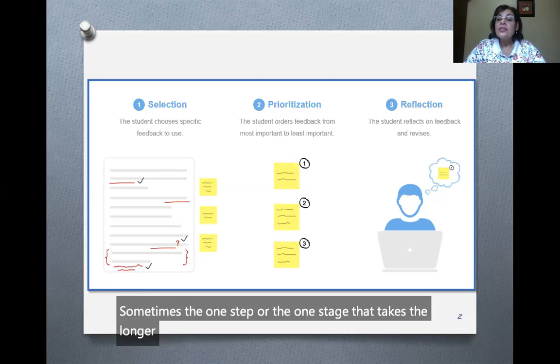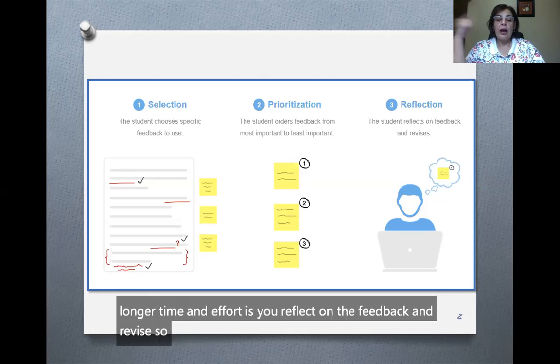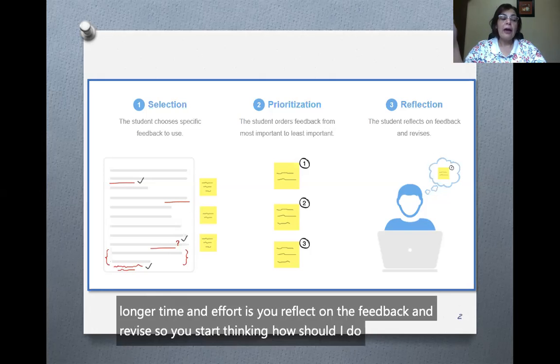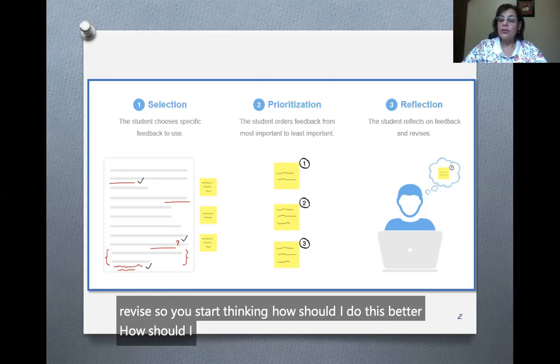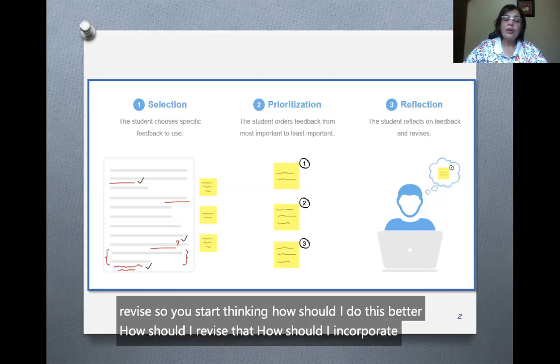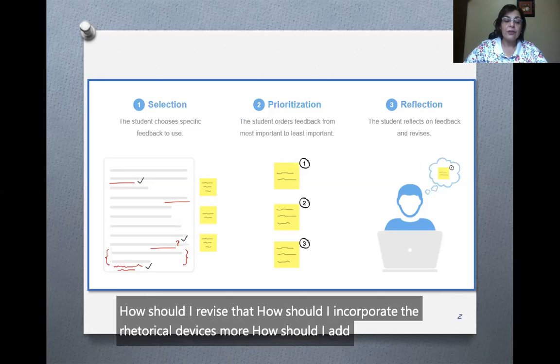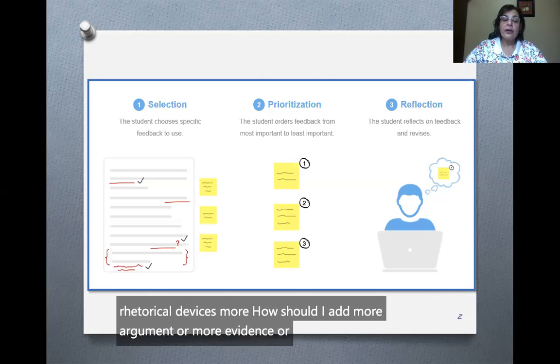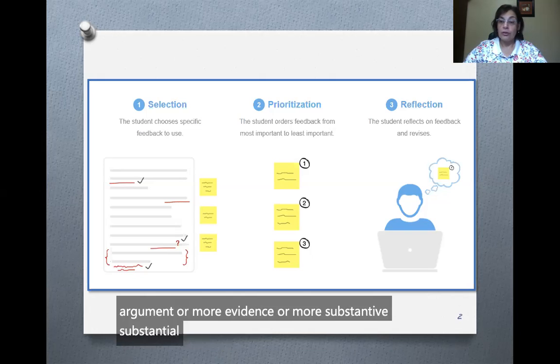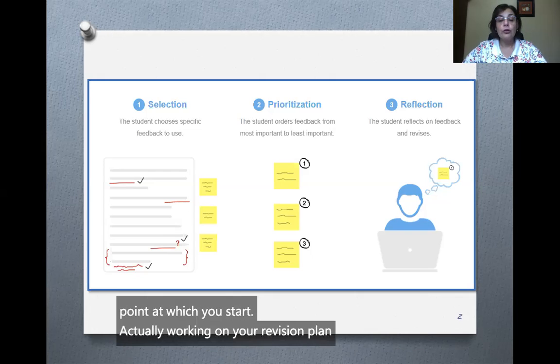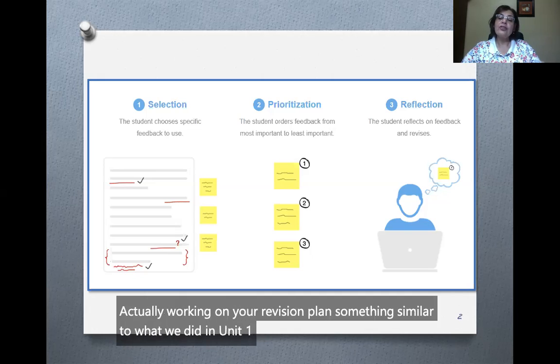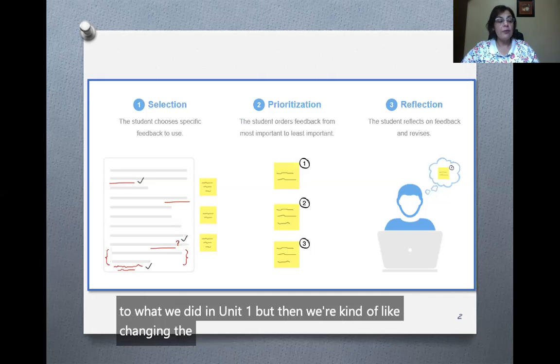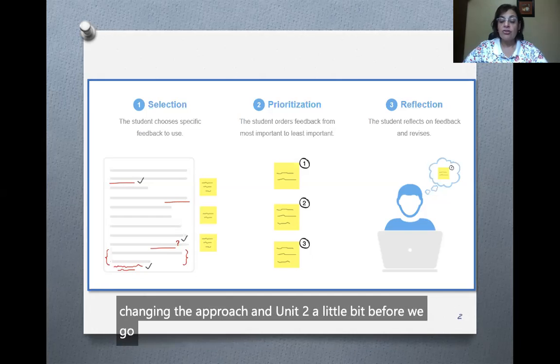And then number 3, sometimes the one stage that takes the longest time and effort, is you reflect on the feedback and revise. So you start thinking, how should I do this better? How should I revise that? How should I incorporate the rhetorical devices more? How should I add more argument or more evidence or more substantial claims, as we'll talk about in Unit 3? So this is the point at which you start actually working on your revision plan, something similar to what we did in Unit 1, but we are changing the approach in Unit 2 a little bit before we go to more reflection in Unit 3.